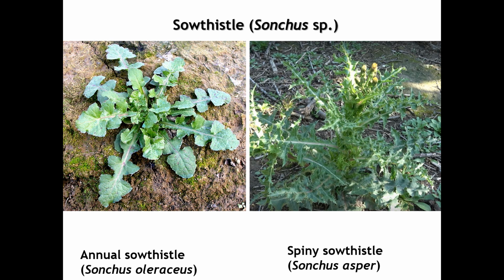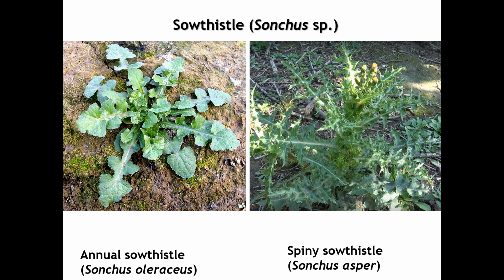Now here are two common species. These are winter annuals, but people often confuse the two species. Both of them are sow thistles, but the one on your left is called annual sow thistle, whereas the one on the right is called spiny sow thistle. And you can see from the leaves how spiny sow thistle gets its name. And as I said, both of these are winter annuals.